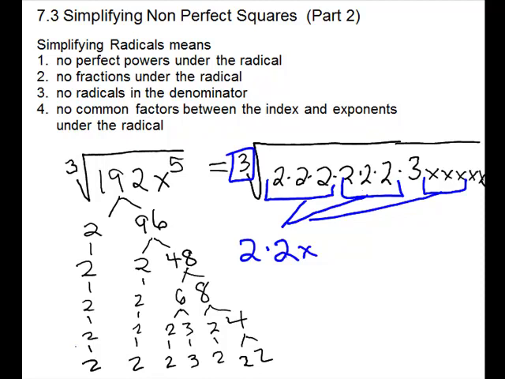So we'll multiply these together outside. 2 times 2 is 4. And we have an x. Put your radical symbol back. Make sure that you keep your index. Right? Underneath we have left a 3 and 2 x's. So that will be x squared.